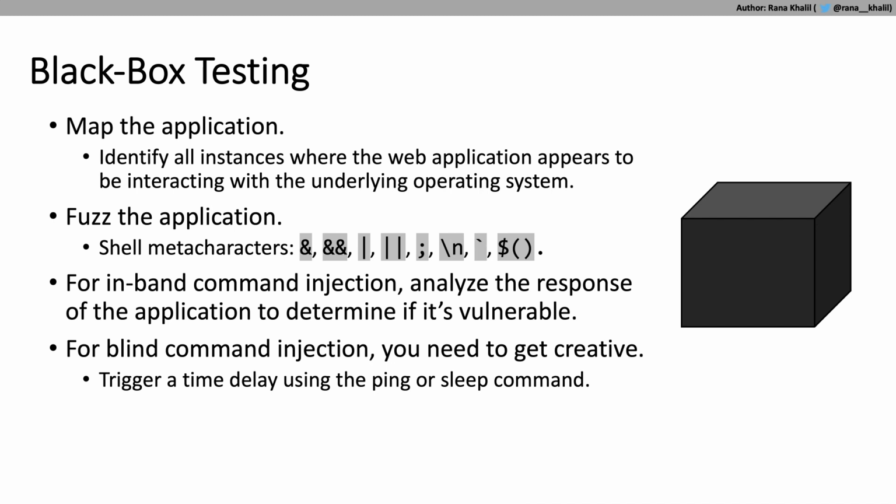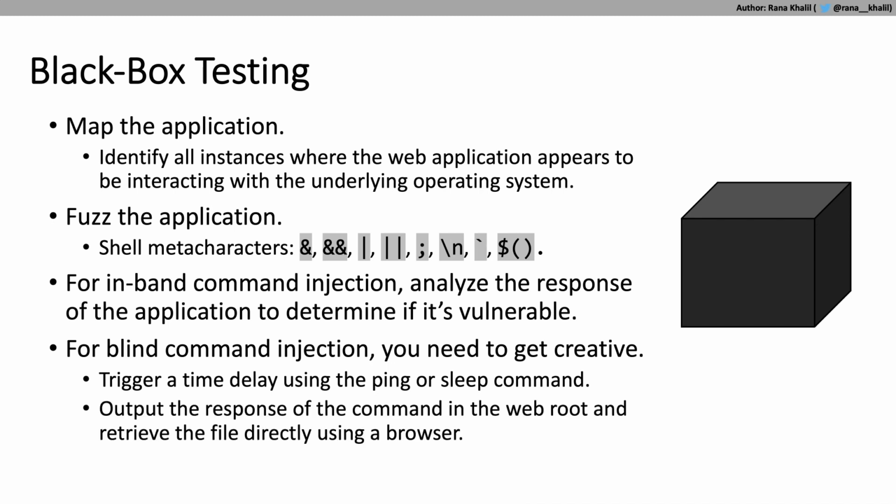The way to get impact is to use one of the following techniques. You could exfiltrate data from the application by outputting the response of the command in the web root directory and retrieving that file directly using the browser. So let's say you run the dir command and then you redirect the output of the dir command to a directory that is accessible through the web root directory by anyone using the application. If you see that the file got created and is available for you to download, that means the command injection worked and you could exfiltrate data using that technique. However, if you don't see that the file was created, that means the command injection did not work.